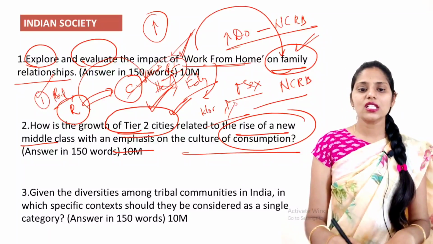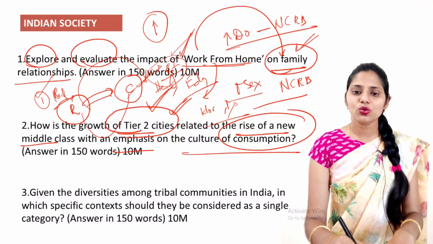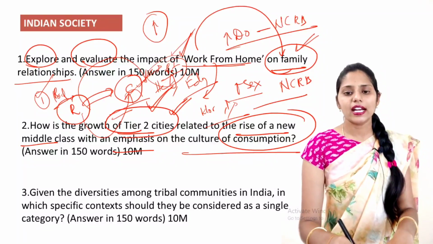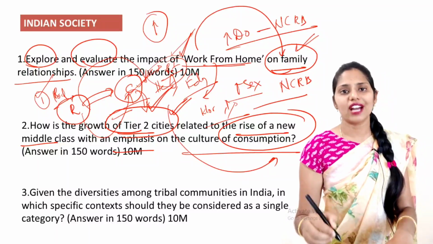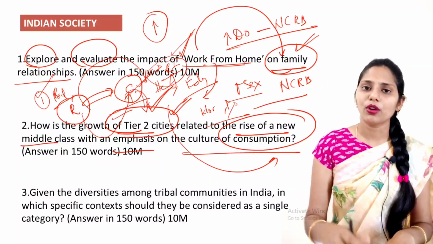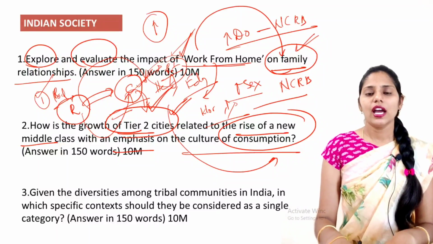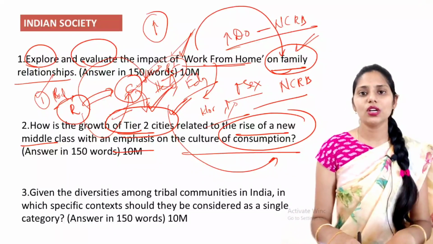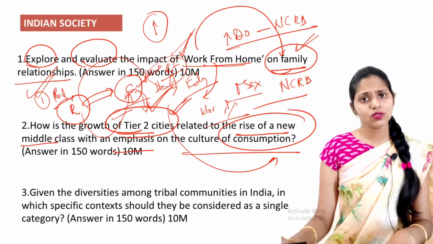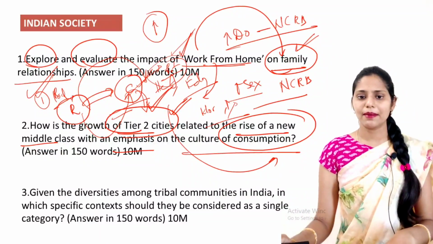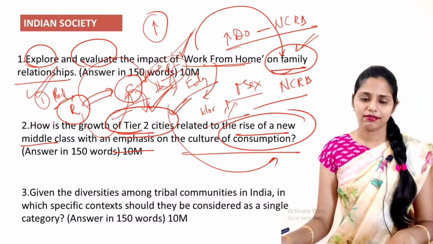Because of this, whenever people move from rural areas to tier 2 cities, that led to the emergence of the new middle class, and that led to increasing consumption. You can talk about the eating patterns also, and about demand for goods and services. This is the one example that I said. In this way you can think, and you can give 3 to 4 examples, and this is enough.